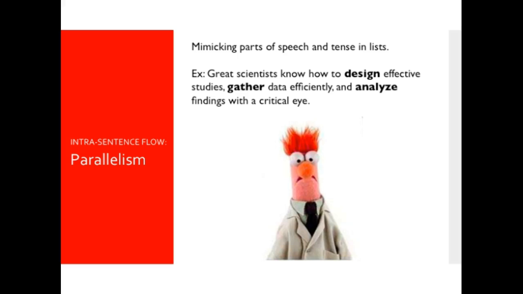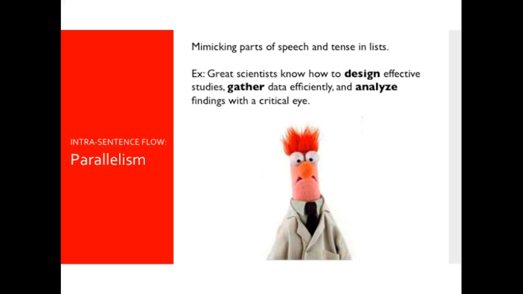So an example of this occurring successfully is great scientists know how to design effective studies, gather data efficiently, and analyze findings with a critical eye. So our 3 verbs that set off each of the 3 items on the list are all present tense singular verbs, and therefore they align. So it's pleasing to the reader. It's not confusing and jarring. Why is one of these in the past tense, for example, or in the infinitive?